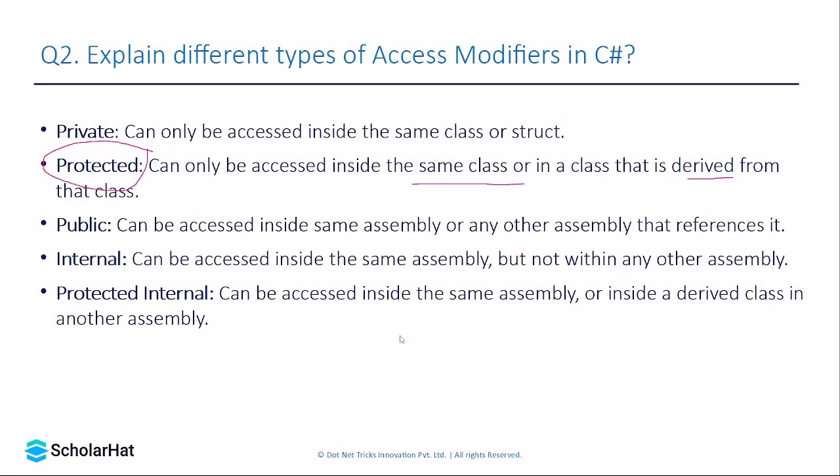And finally, we do have protected internal. Again, that can be asked. It can be accessed inside the same assembly or inside a derived class in another assembly. So please pay attention. Both internal and protected internal can be accessed inside the same assembly. But there is one difference. Internal cannot be accessed in the other assembly, but protected internal can be accessed inside a derived class in another assembly.